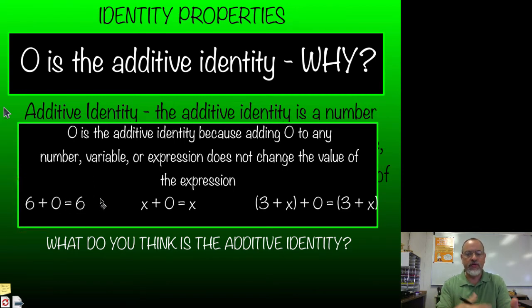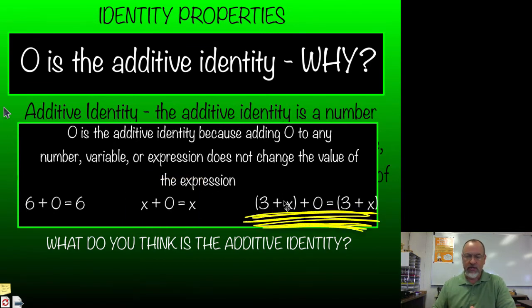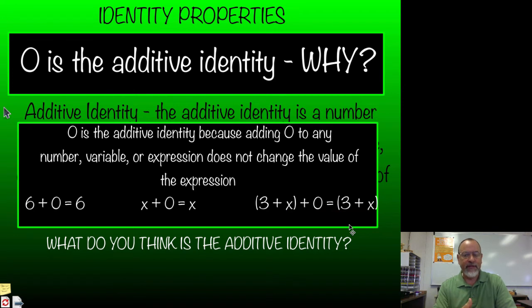If we add 0 to a variable, it doesn't change the variable. x plus 0 is still x. If you add 0 to an entire expression, 3 plus x, if you treat that as one expression and add 0 to it, it's still 3 plus x. So 0 is the additive identity because when we add 0 to any expression, it doesn't change the expression. So that's what makes it identity.